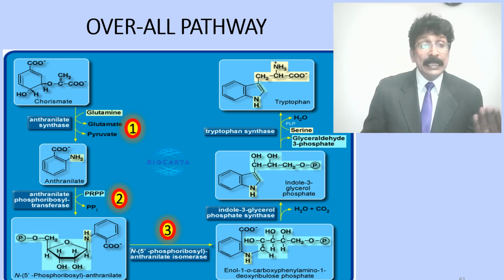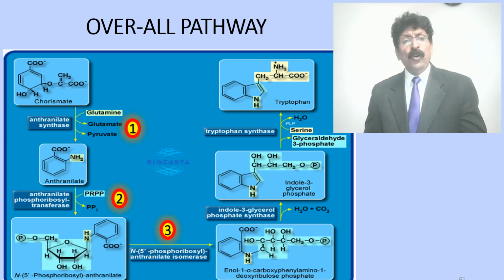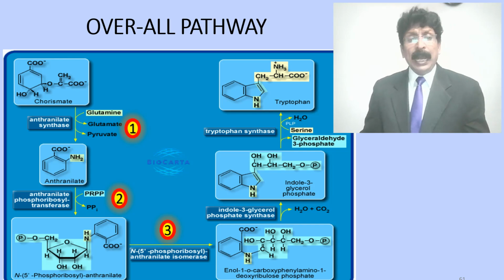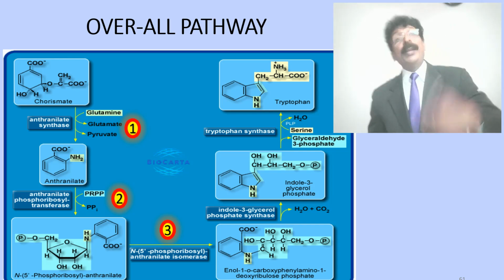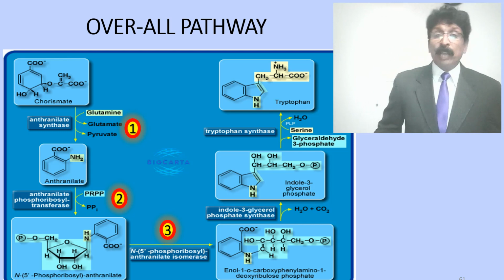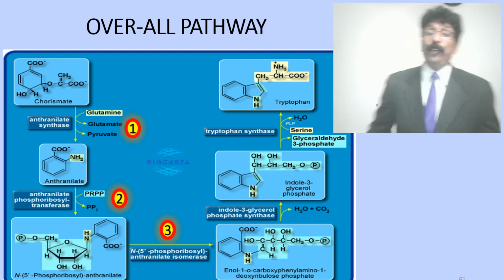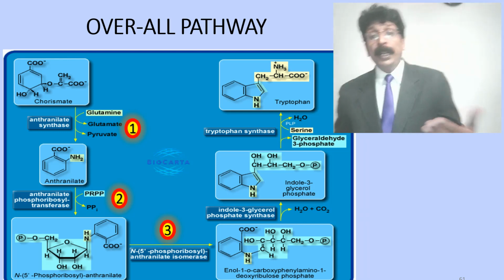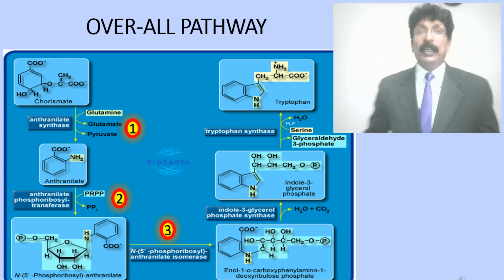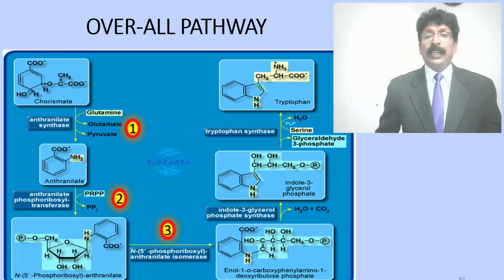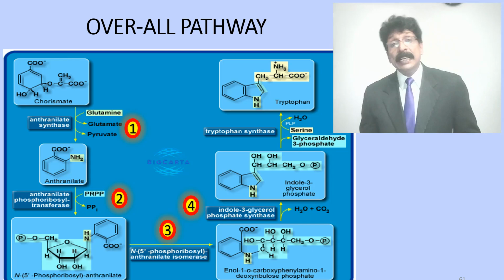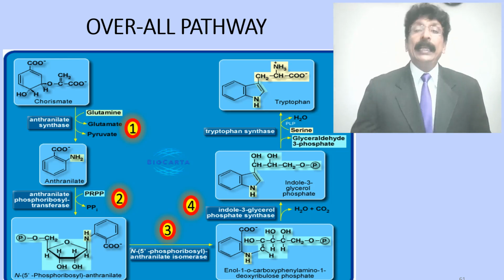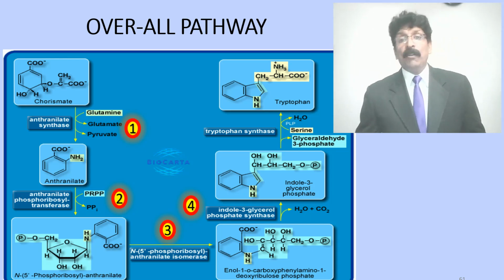this N5-phosphoribosyl anthranilate is converted into enol, 1-ortho-carboxy-phenyl amino 1-deoxyribose phosphate can be obtained. And the next step, the next enzyme is indole 3 glycerol phosphate synthetase.